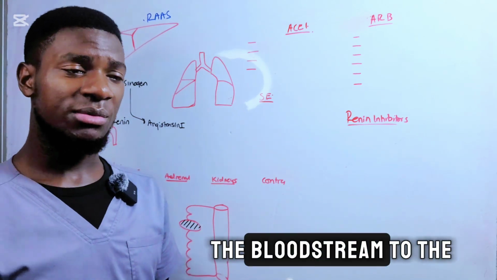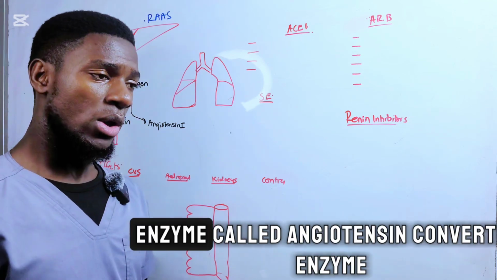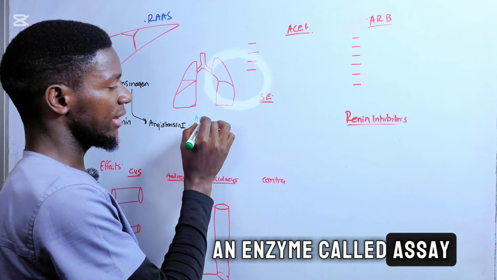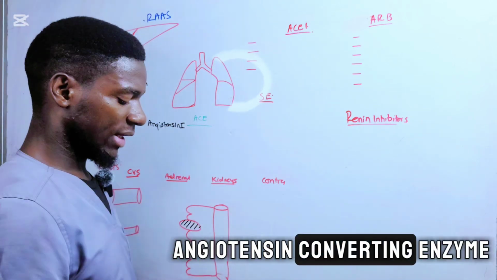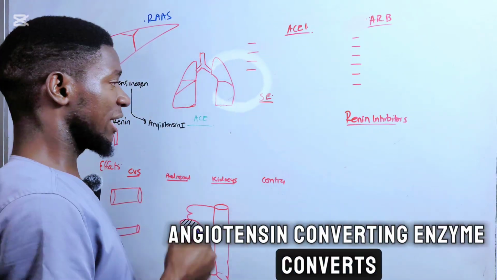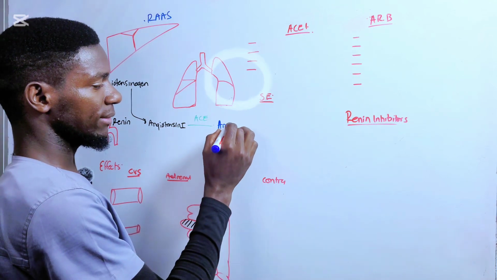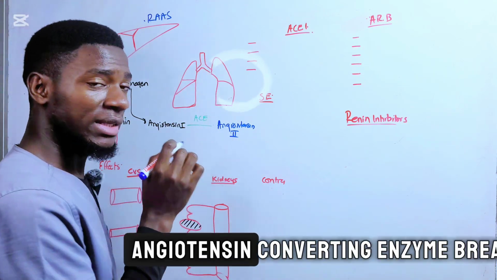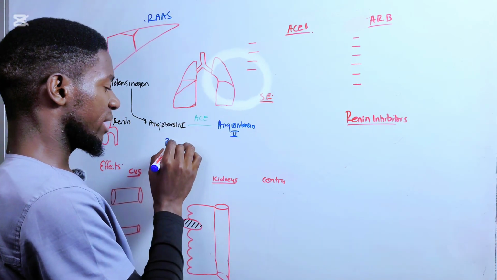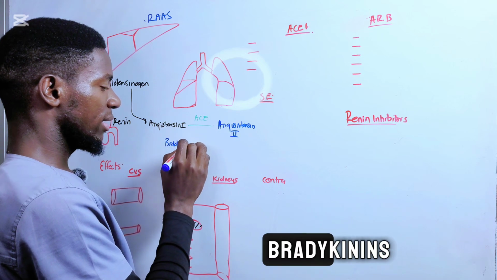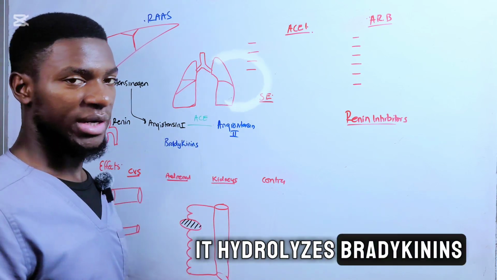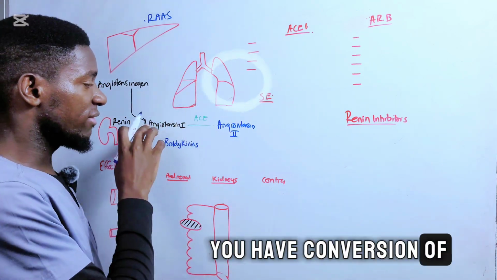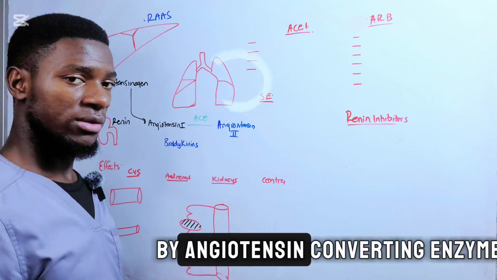Angiotensin 1 flows in the bloodstream to the pulmonary circulation, where we have an enzyme called angiotensin converting enzyme, ACE. Angiotensin converting enzyme converts angiotensin 1 to angiotensin 2. Also, angiotensin converting enzyme breaks down what we call the bradykinins. It hydrolyzes bradykinins. We are going to look at the role of bradykinins as we move forward, but it occurs in the lungs. We have conversion of angiotensin 1 to angiotensin 2 by angiotensin converting enzyme.